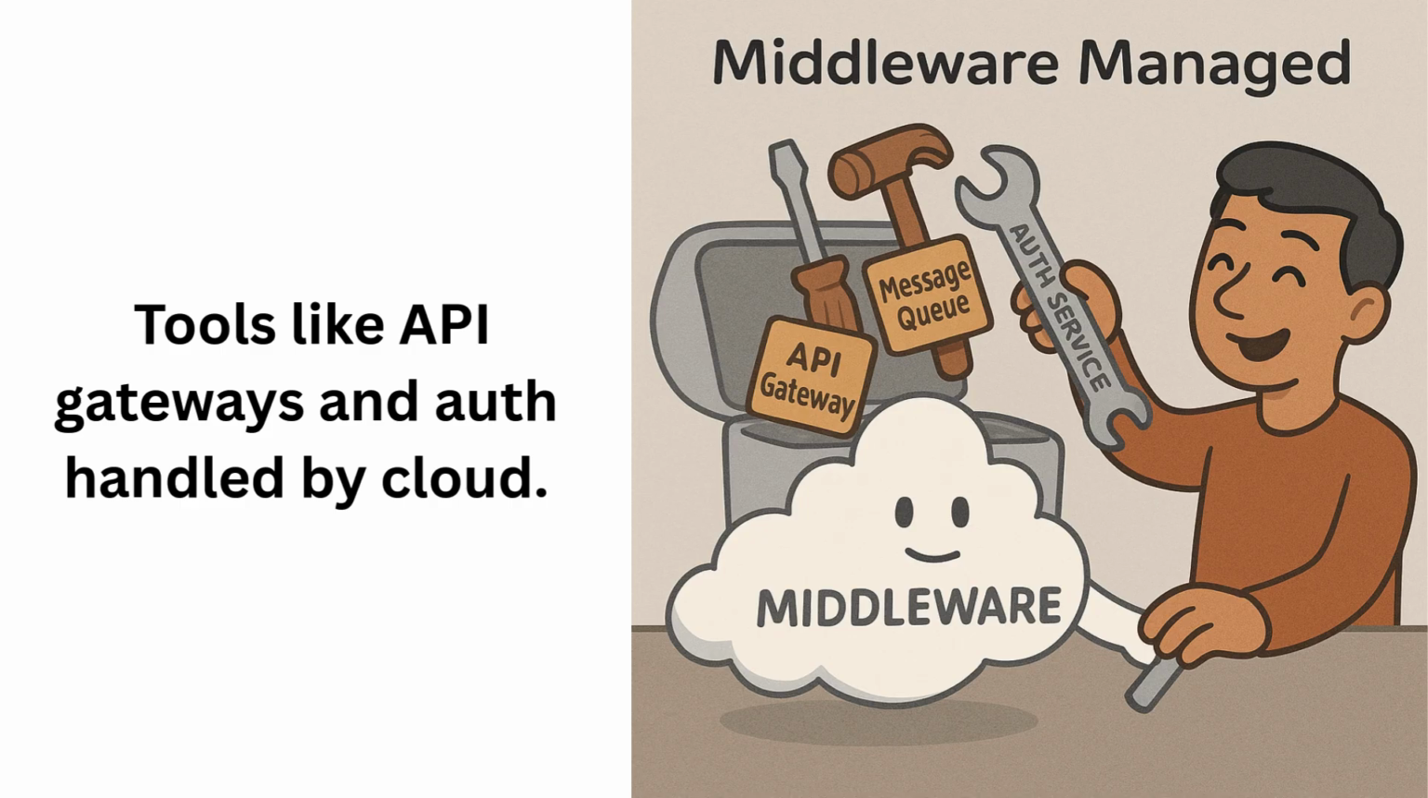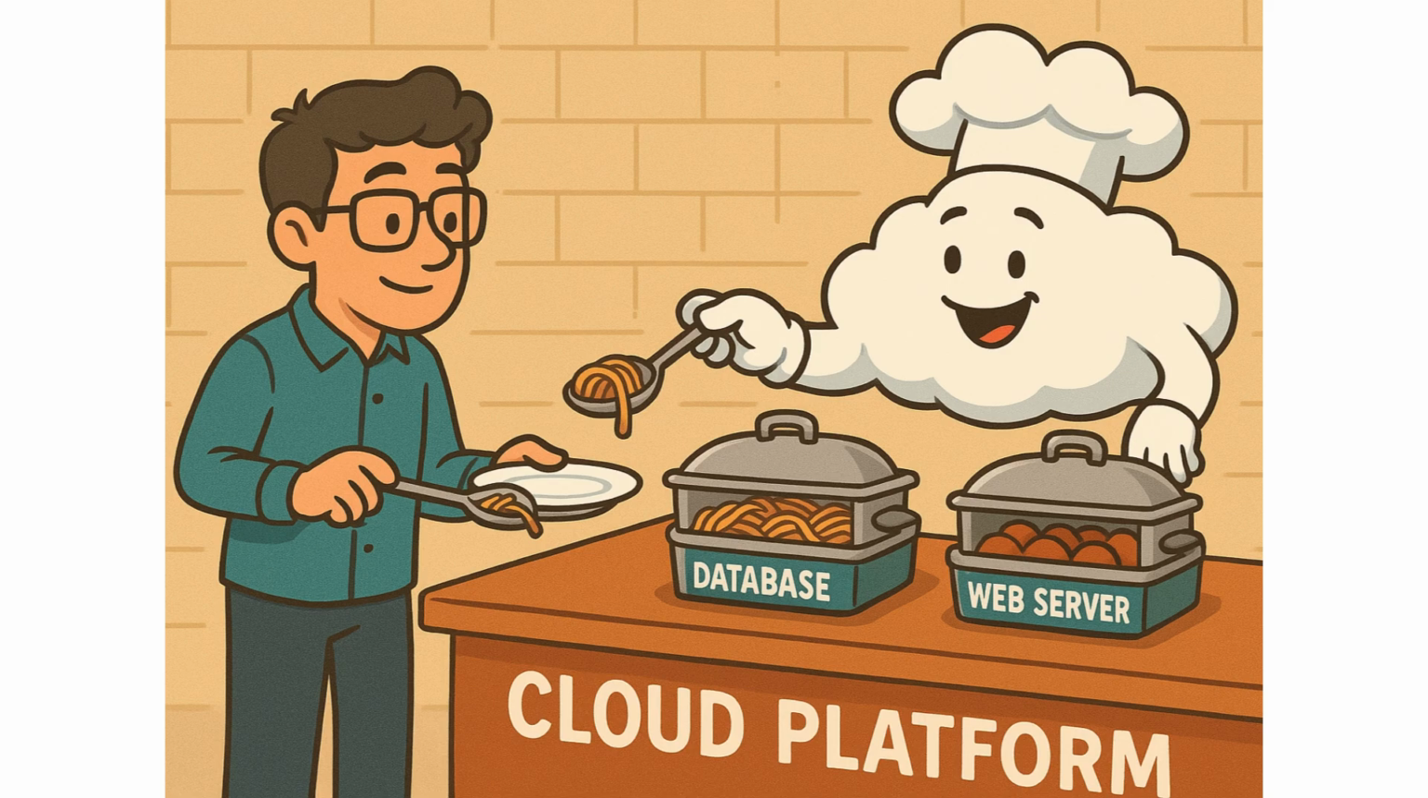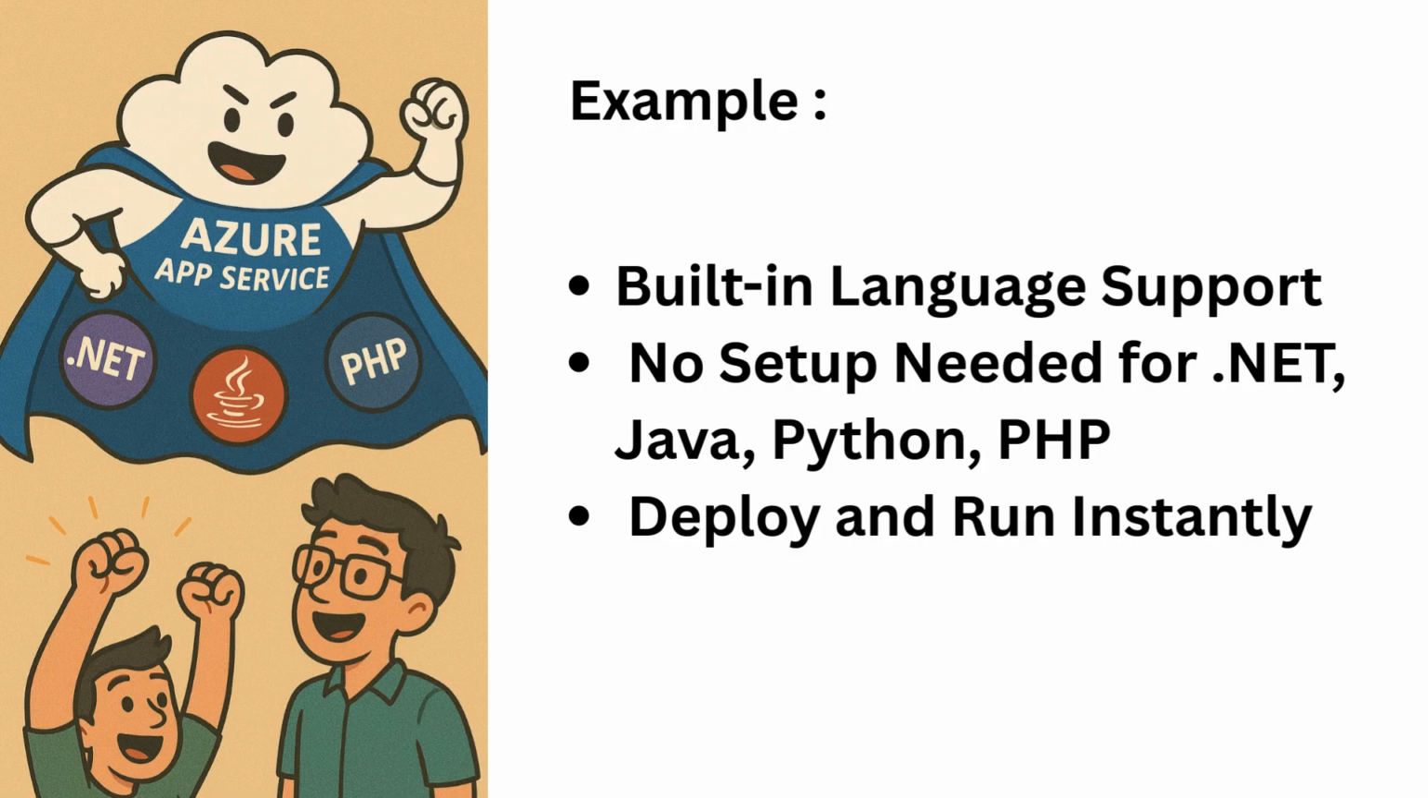Middleware, managed by cloud provider. Analogy, ready-made kitchen appliances, mixer, oven, and POS machines. The platform gives you database engines, message queues, web servers ready to use. Example, Azure App Service comes with .NET, Java, Python, PHP support out of the box.